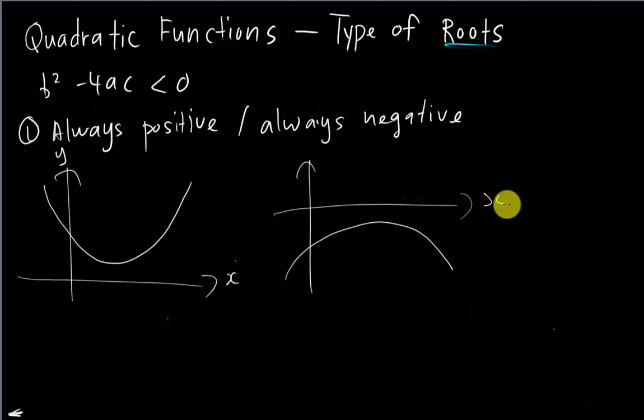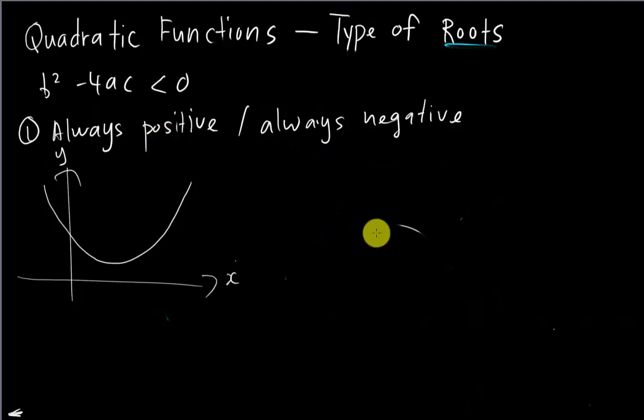So remember, whenever you see always positive or always negative, straight away what comes to your mind is that b squared minus 4ac is less than 0. But then how do we understand this from the equation? For example, let's have a look at always positive.